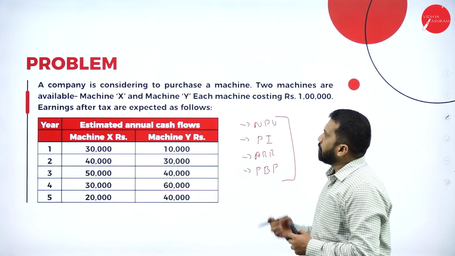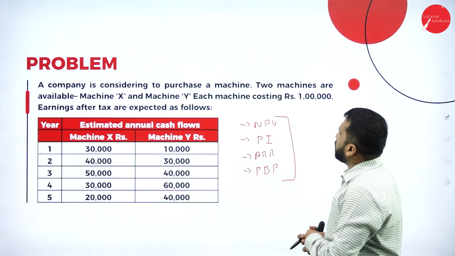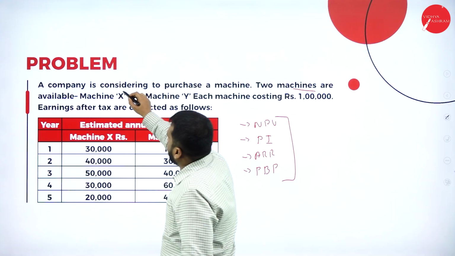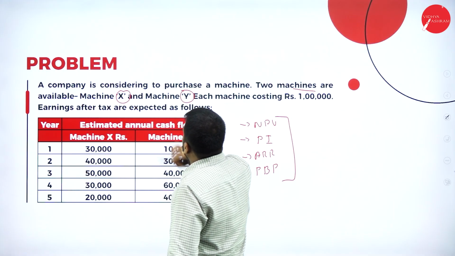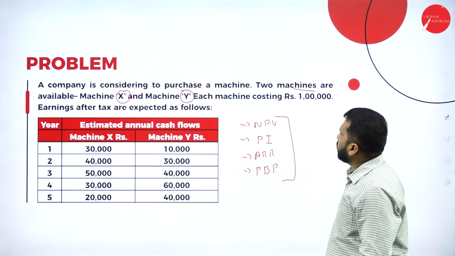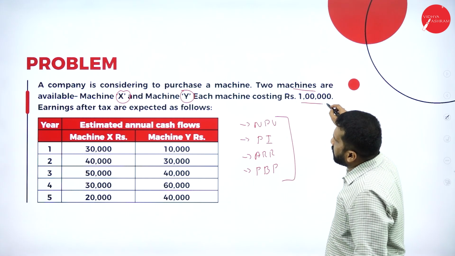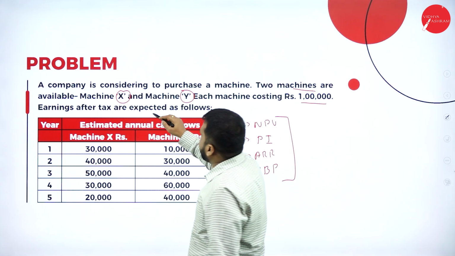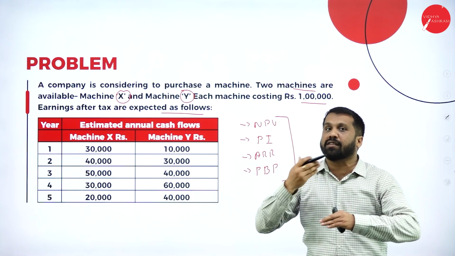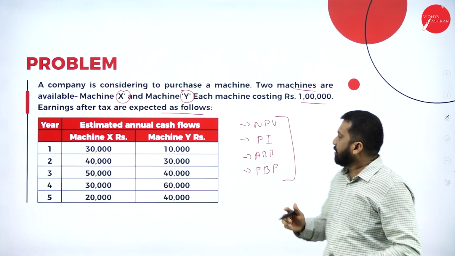Now, in this, a company is considering purchasing a machine. 2 machines are available, machine X and machine Y. We'll go with machine X, then we'll go with machine Y. Each machine costs rupees 1 lakh, with earning after tax expected as follows. These are the earnings after tax.